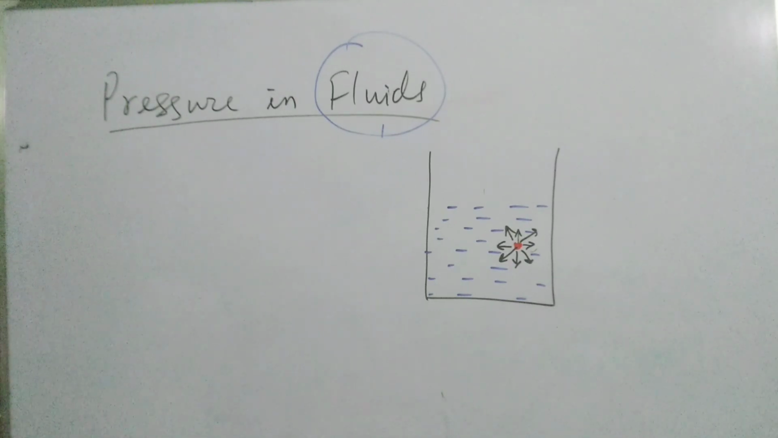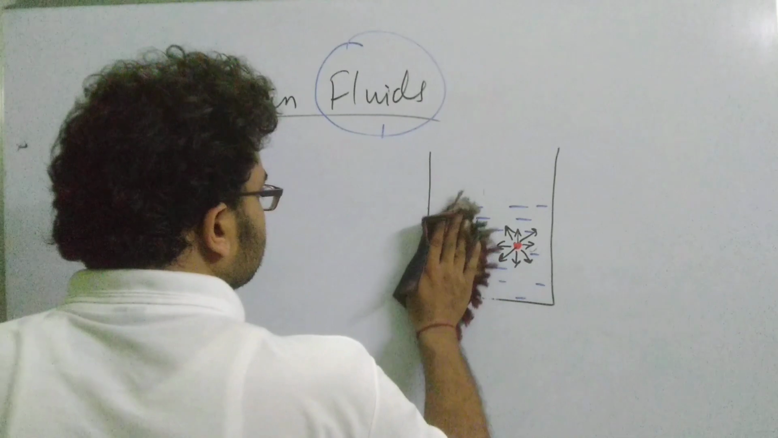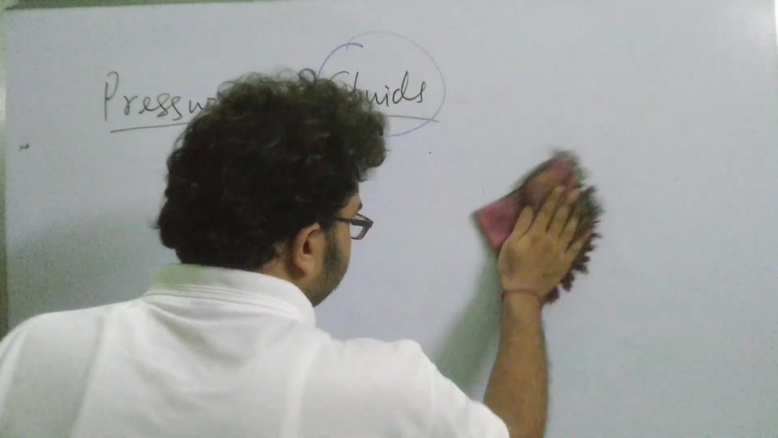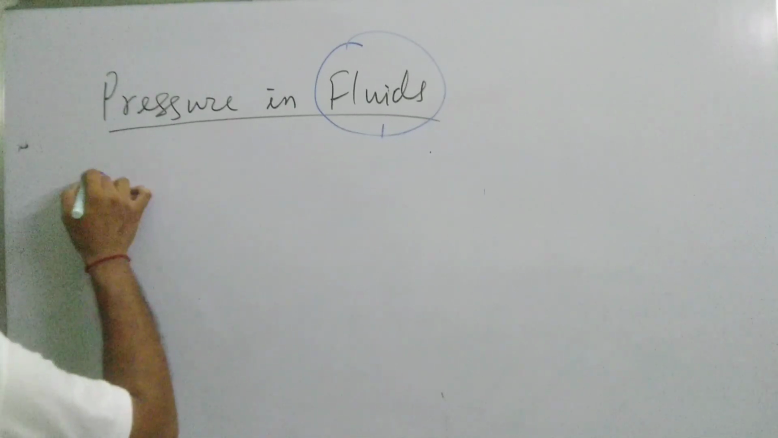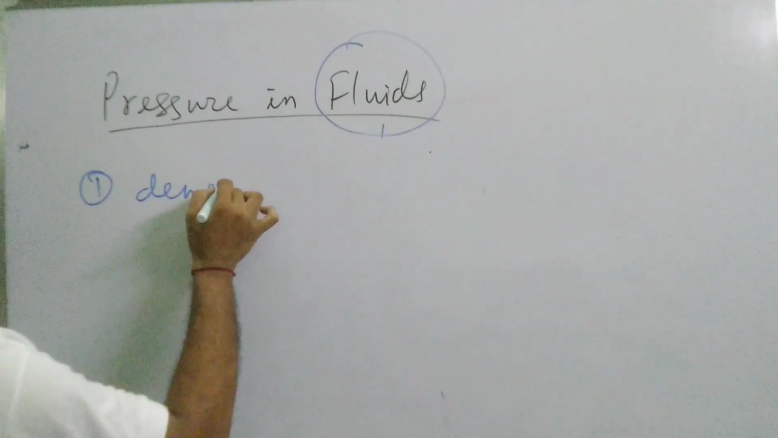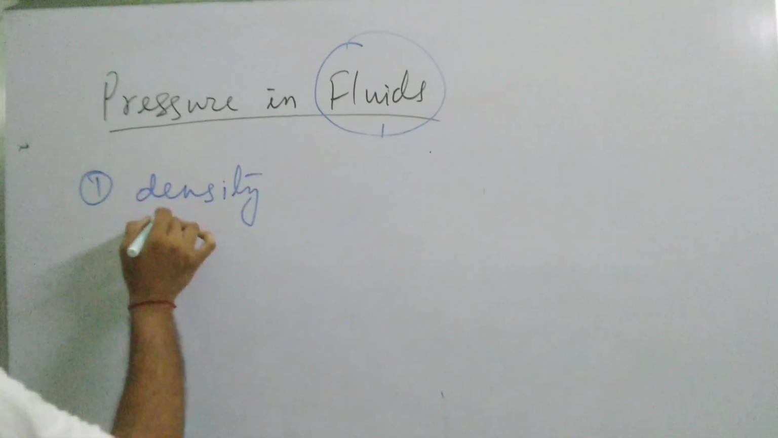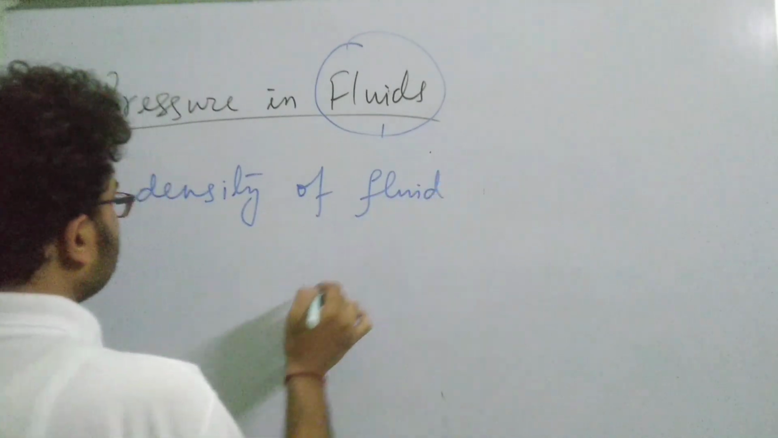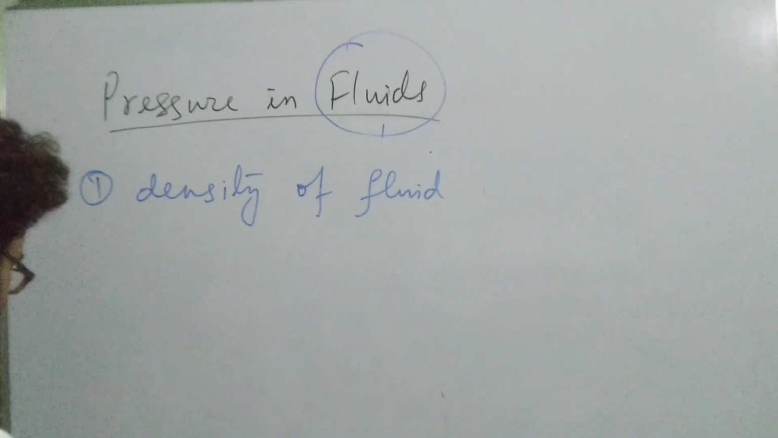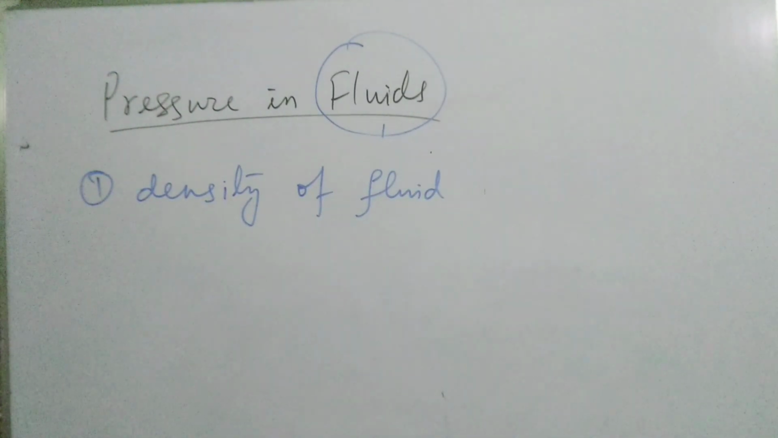So considering these facts, now some experimental verification gives us the factors on which the pressure exerted by the fluid depends. What are the factors? It has been seen that this pressure exerted by the fluid is dependent on the density of the fluid. So the first and foremost factor that we need to consider is the density of the fluid. If density of the fluid is more, then definitely the pressure exerted will also be more.